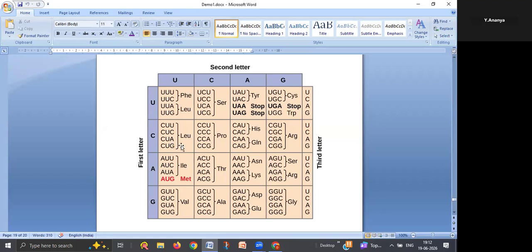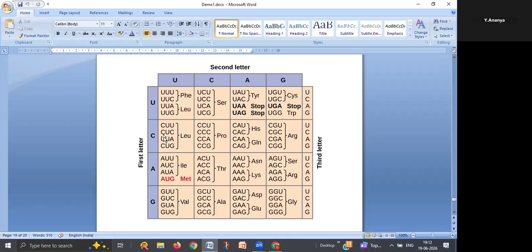Here also, leucine is the amino acid. It is coded by 4 triplet codons here. CUU codes for leucine, CUC codes for leucine, CUA codes for leucine, and CUG also codes for leucine.